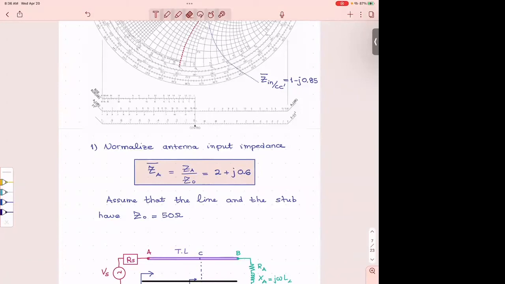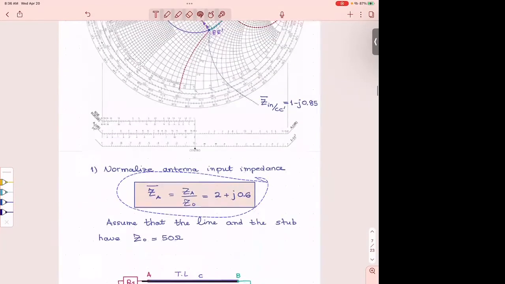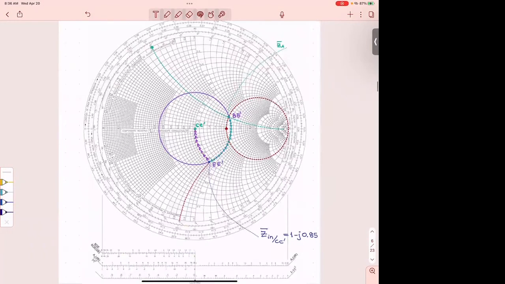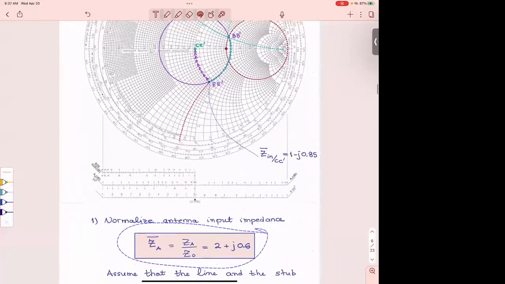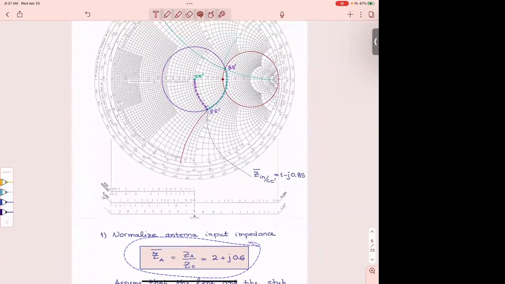So we normalize the antenna impedance with respect to 50 ohms. And that is shown here. All right, and then we need to find it on the Smith chart. You see this point, this one shows where I found this impedance. How did I find it? What is my impedance normalized? At ZA it is 2, real part 2, imaginary part plus 0.6.